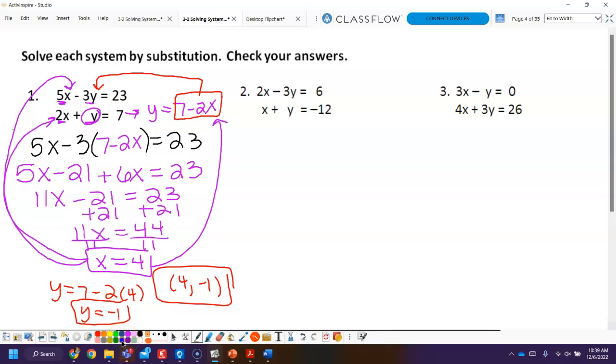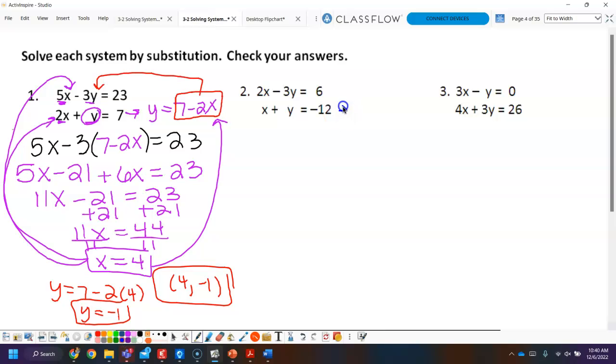All right, guess what? Number 2. Does it matter what equation I solve for in number 2? No, because x and y both have coefficients of 1. So pick one. It doesn't matter. I could say, hey, left half the room do x, right half the room do y. Our math isn't going to perfectly match, but at the end it would.